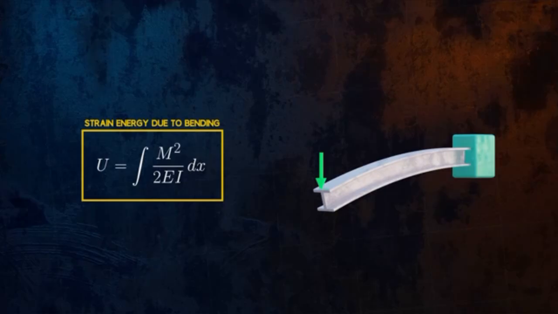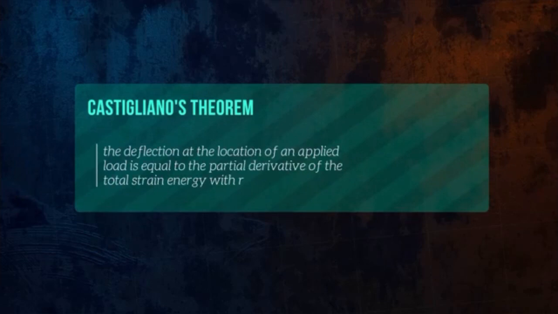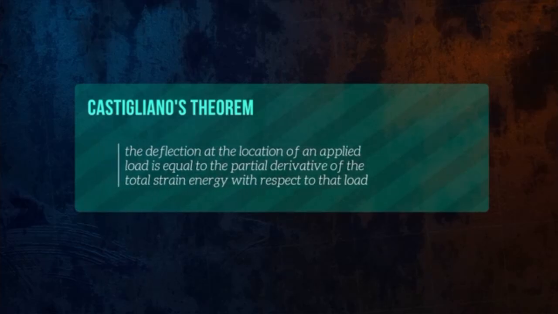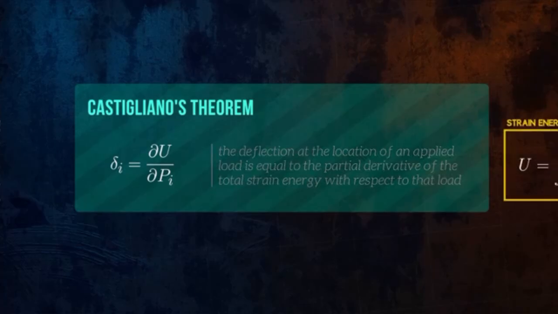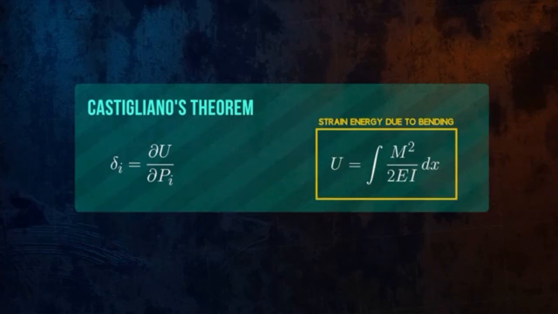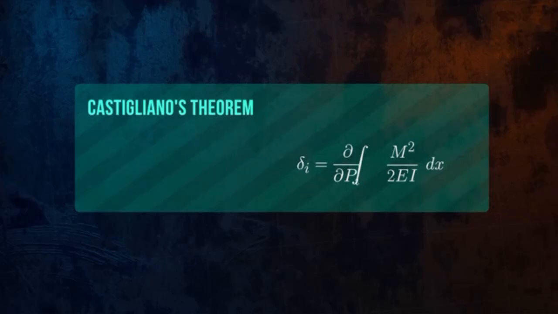It's common to neglect any shear deformation and assume all of the strain energy is coming from pure bending. Castigliano's theorem states that the deflection at the location of an applied load along the line of action of the load is equal to the partial derivative of the strain energy with respect to that load. The deflection can be a displacement or an angle of rotation. Because the bending moment term is squared in the strain energy equation, it's usually easier to move the partial derivative inside of the integral, like this.